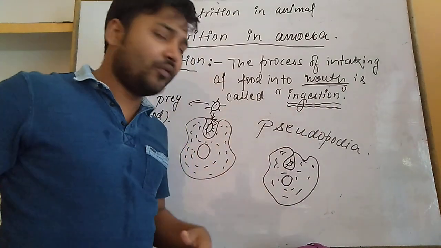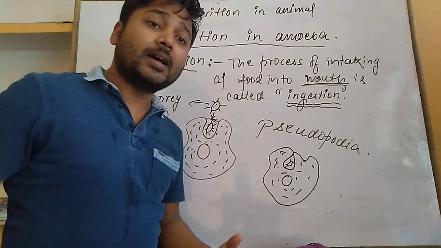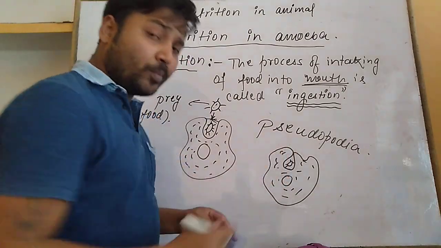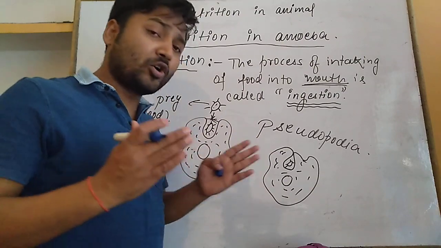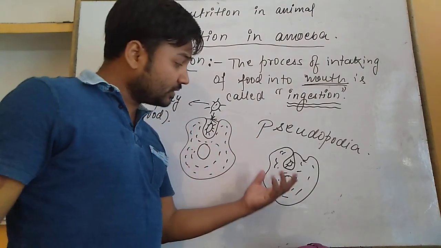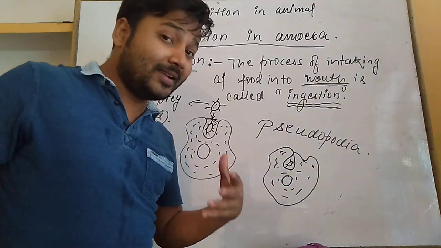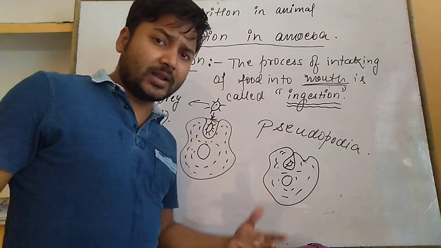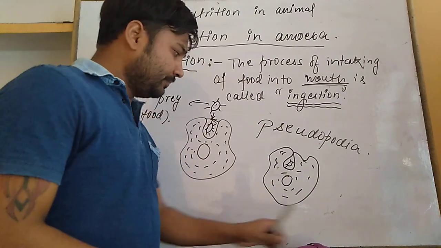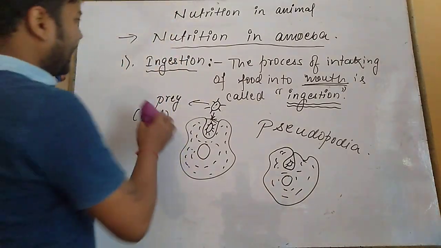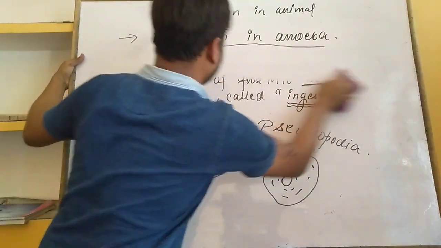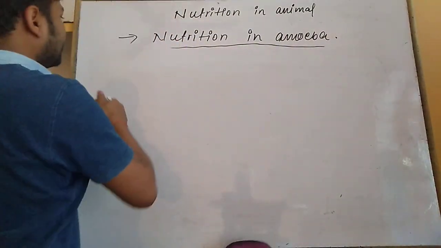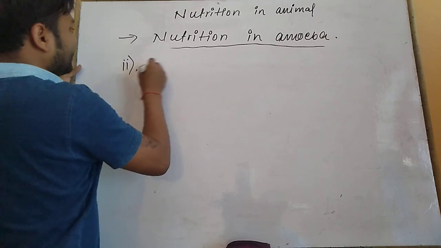Now we will go further towards the next step. Before it, I want to tell you that that pseudopodia which is attached and close its mouth, then after that the same part is converted into food vacuole, या उसको हम लोग food vacuole भी कहते हैं, and it is also known as contractile vacuole. Now second step is digestion.